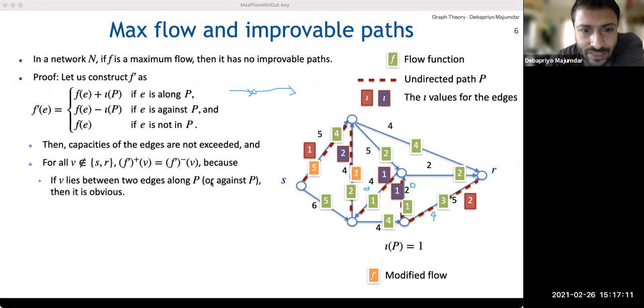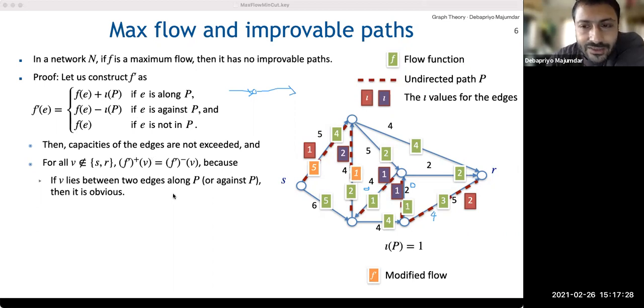If it is between two edges along P, or both are against P, then it is obvious because nothing is changing, right? So then it is obvious because we are adding or subtracting iota of P in both cases to both the edges, right?